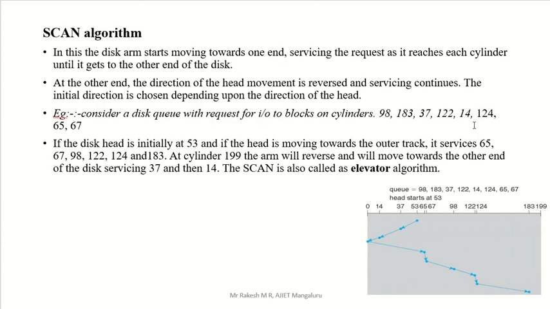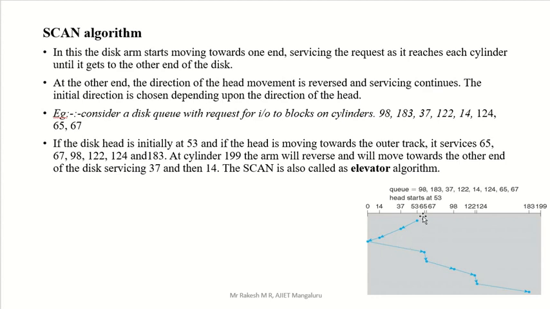So the SCAN algorithm. In this, the disk arm starts moving towards one end, serving the requests as it reaches each cylinder, until it gets to the other end of the disk. So it starts from one end of the disk and moves to the other end. During that movement, whatever service requests are there, we are going to serve those. At the other end, the direction of the head movement is reversed and servicing continues. The initial direction is chosen depending upon the direction of the head.